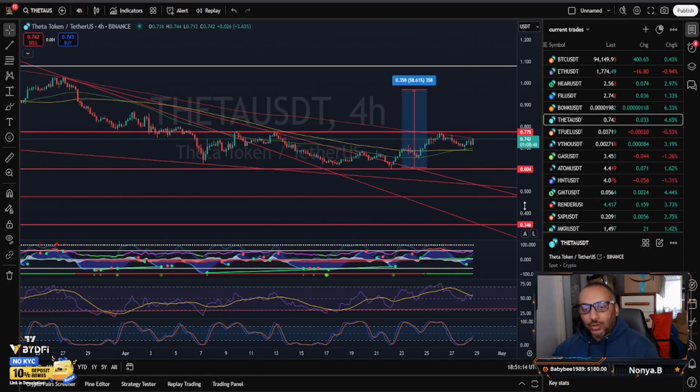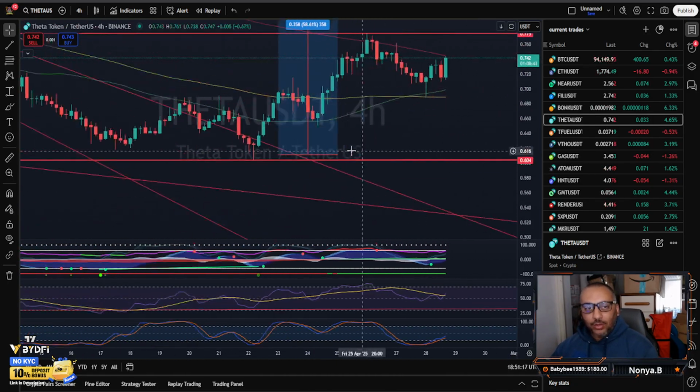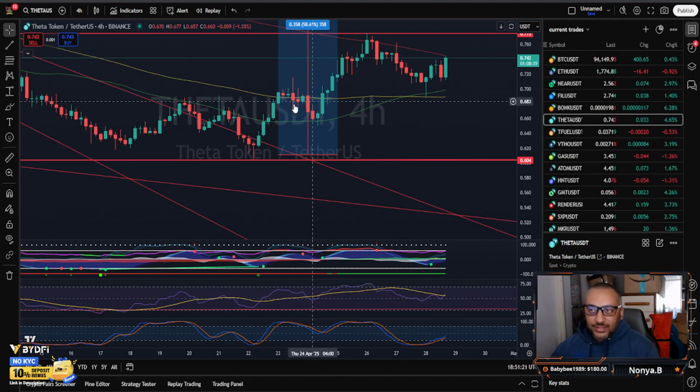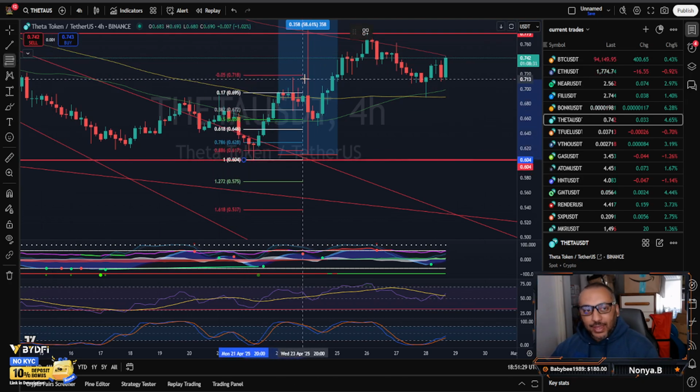Now, what I want you to notice here is the fact that you came up, then you came down. Where was this area in which you came down? I'm guessing it's likely a 618 golden retrace, but let's measure it out just to make sure.